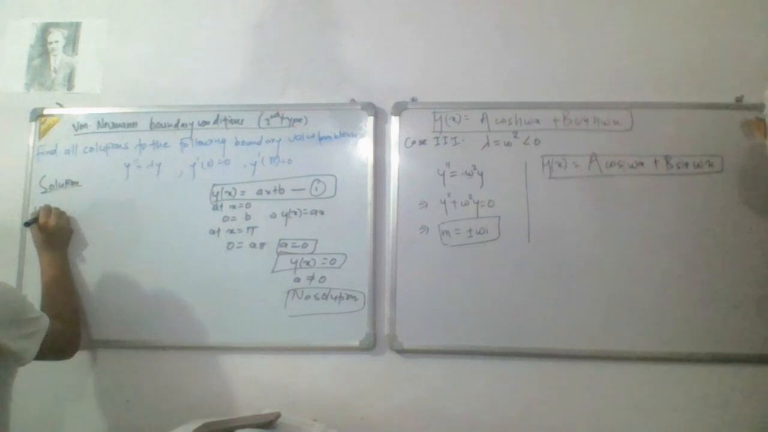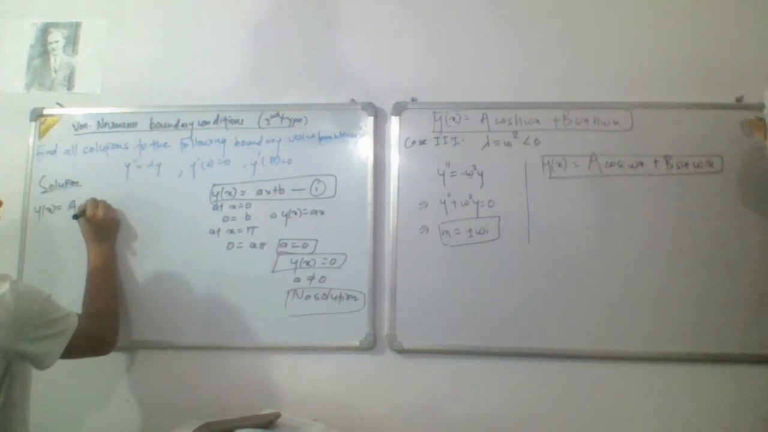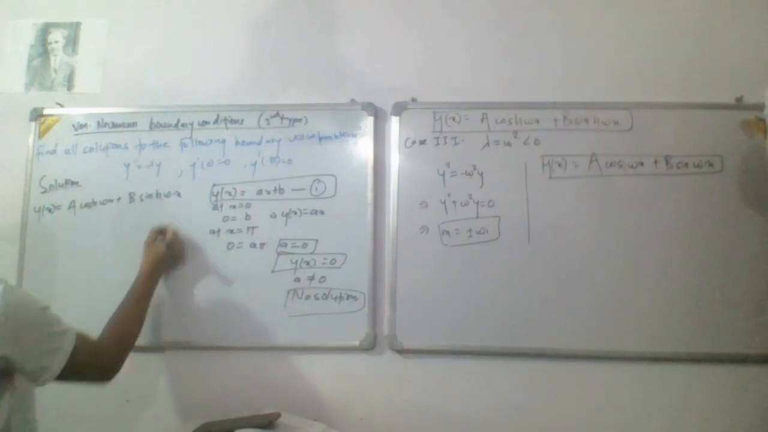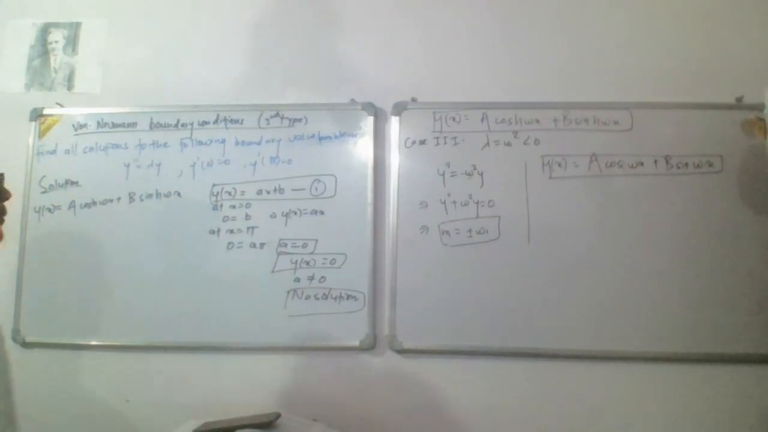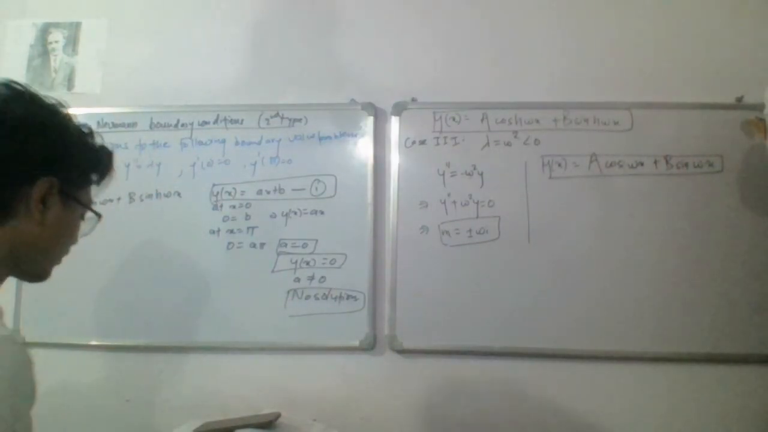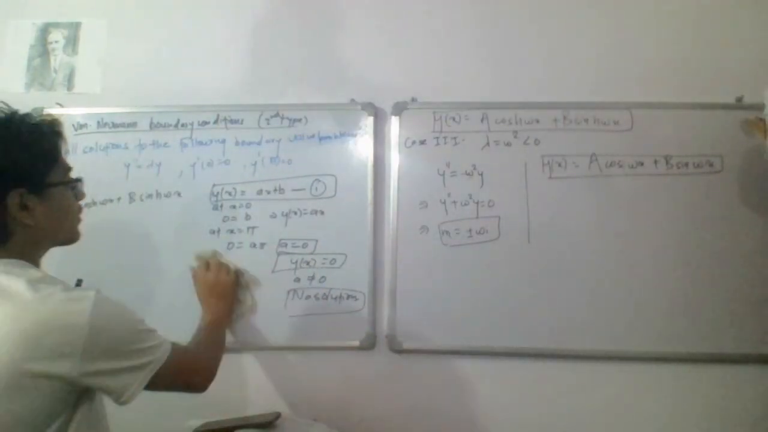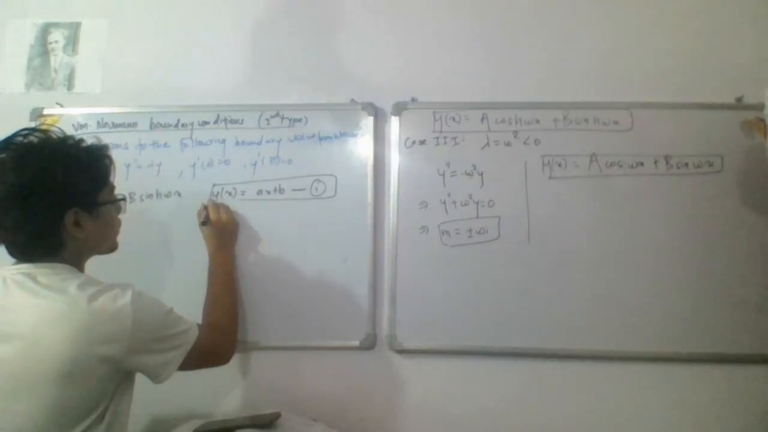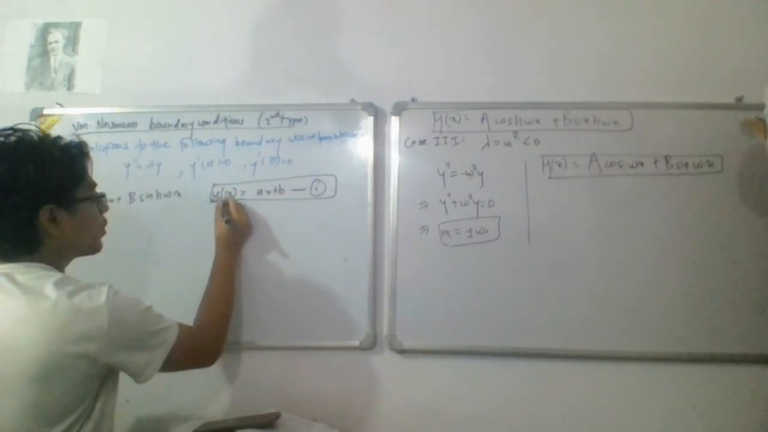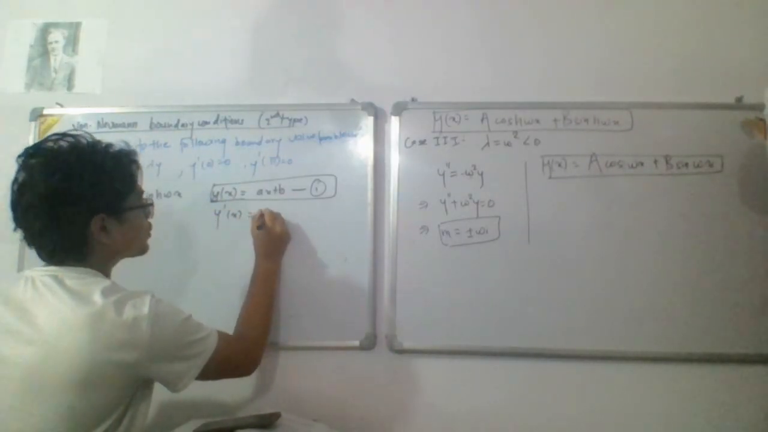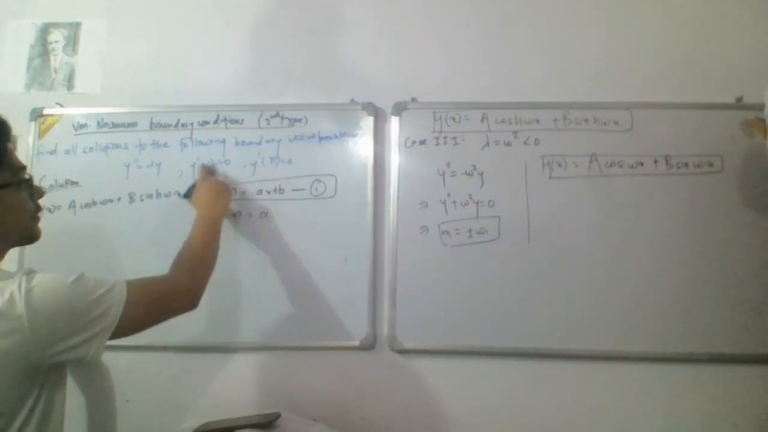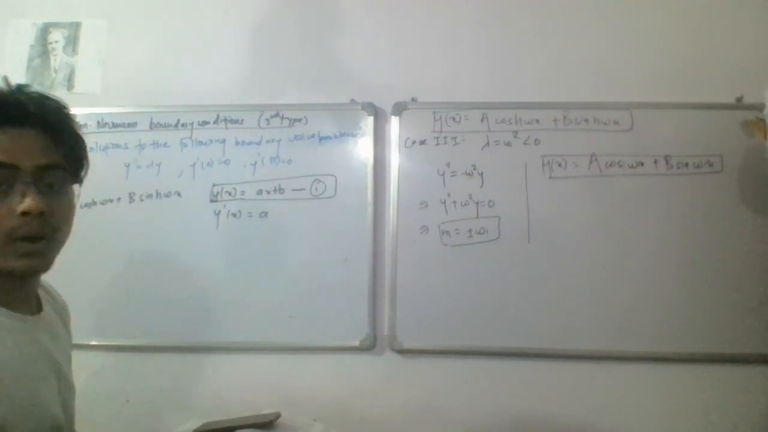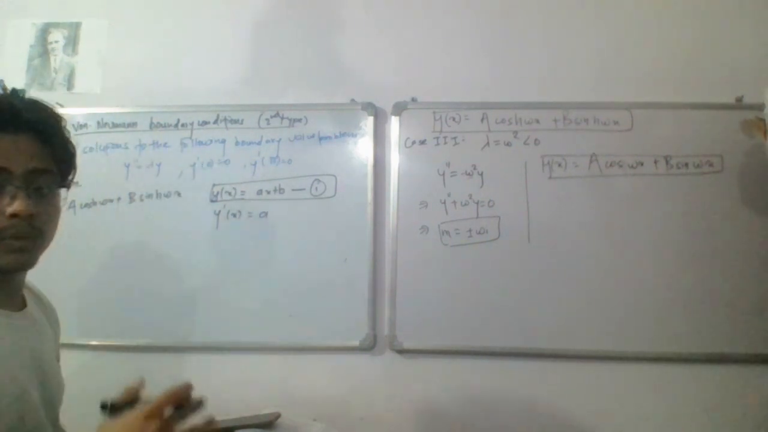So y of x equals a cosh omega x plus b sinh omega x. Oh, I'm sorry for that terrible mistake there. Actually, what we have to do here is y dash of x, because the conditions here are not in the original y of x form, but are in the first derivative of y of x form, right?